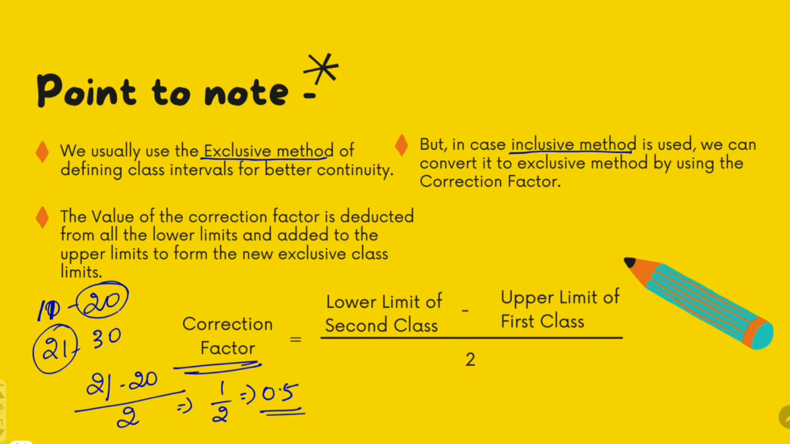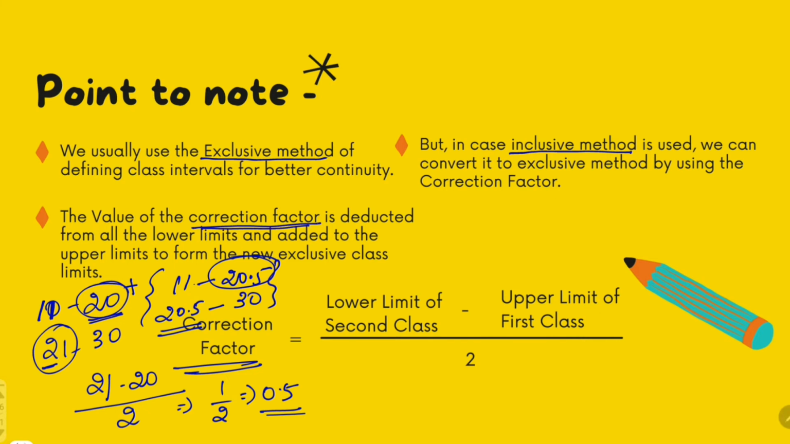Now what I will do with this correction factor: we are talking about the inclusive method, that means 20 was included here. Now I'll subtract the correction factor from the lower limits and add it to the upper limits. So it will become 10.5 to 20.5 and 20.5 to 30. Now I have my exclusive method data. Whatever is till 20.5 will be in this class, and whatever is from 20.5 onward will be in my second class. So that is how we include correction factors.